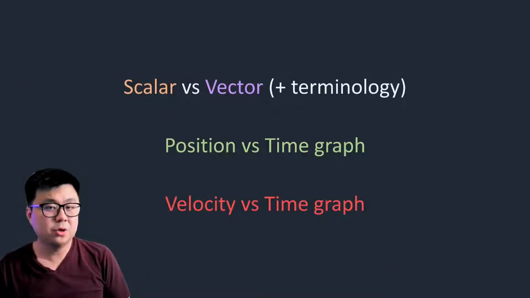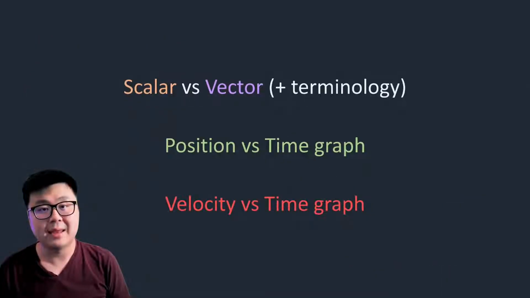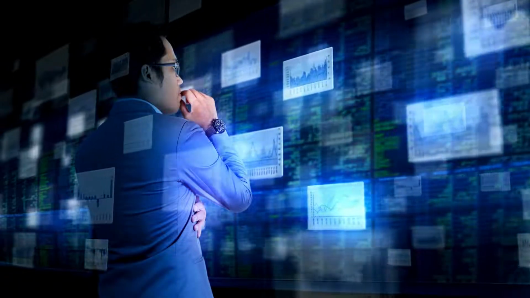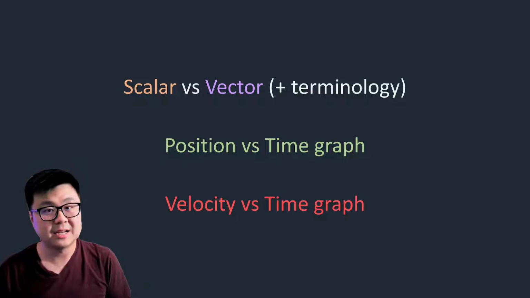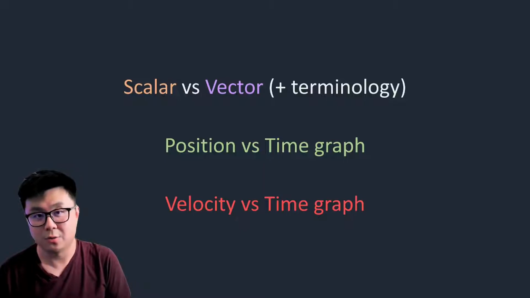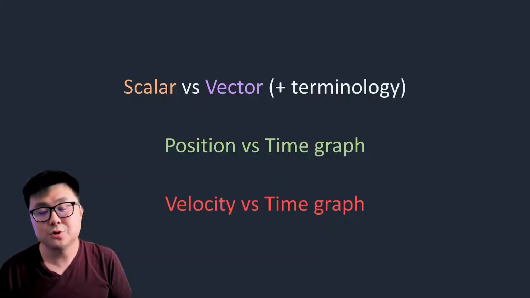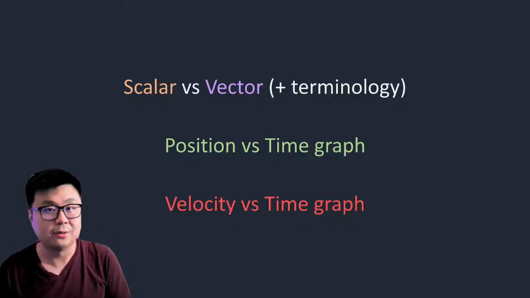What you're expected to know in the chapter of kinematics can be broken down into two general categories. The first one is the more conceptual, theoretical knowledge, and that includes understanding the difference between scalar and vector quantities, along with the associated terminologies that you have to know. And then there's two graphs you have to understand, the position versus time graph and the velocity versus time graph, both of which will be covered in a video later on.